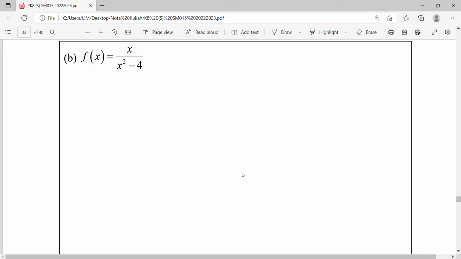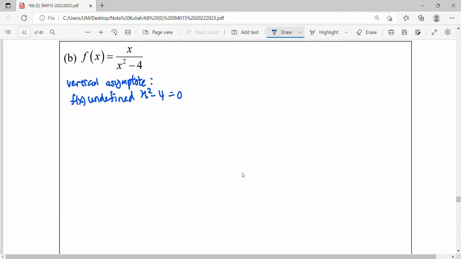Okay, so next example we can see here. We start. This is a rational function, right? So we can start finding your vertical asymptote and horizontal asymptote. So vertical asymptotes occur when your function is undefined, for denominator equals to 0.